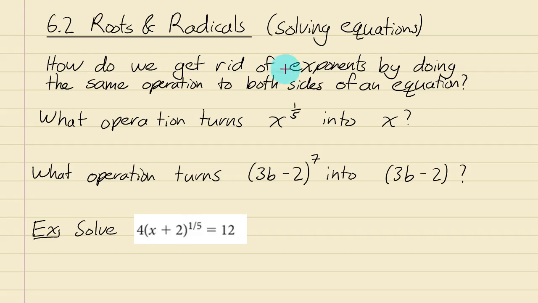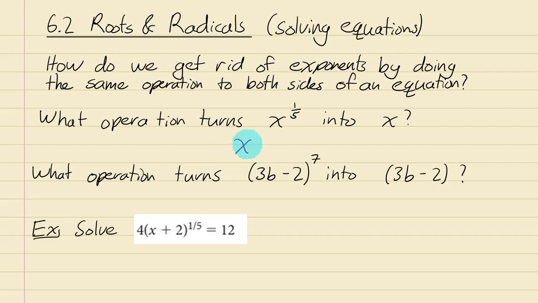And how do you get rid of exponents in general by doing the same operation to both sides of an equation? So for example, let's say you have x to the 1/5 power, and you want to just do something to that to turn it into x. Or what if you have something to the power 7, and you want to do something to just get rid of that 7? Well, what you can do is use this fact.